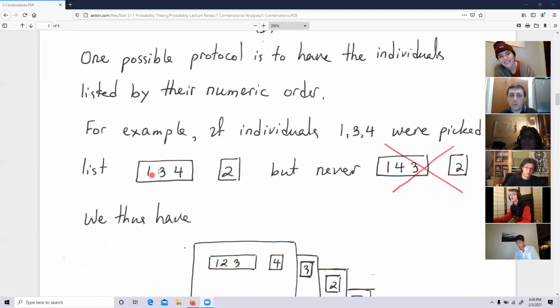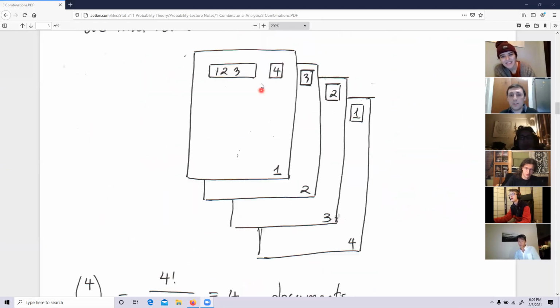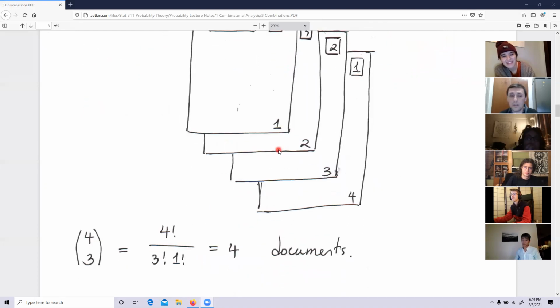Okay, so it's 1, 3, 4, and 2. I cannot write 1, 4, 3 because 4 is bigger than 3. Okay, so that's not good. And then you can see that there are exactly four documents. You can see that by focusing on that box. That means person number 1 is not selected, 2 is not selected, 3 is not selected, 4 is not selected. There are exactly four documents, yes?